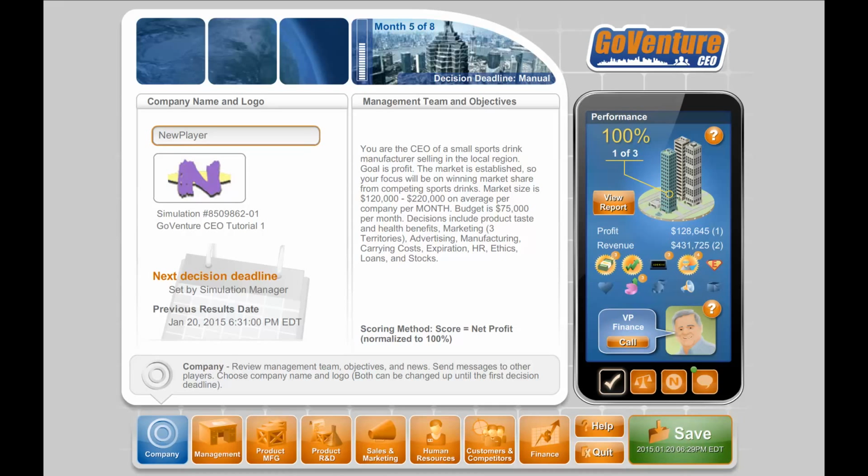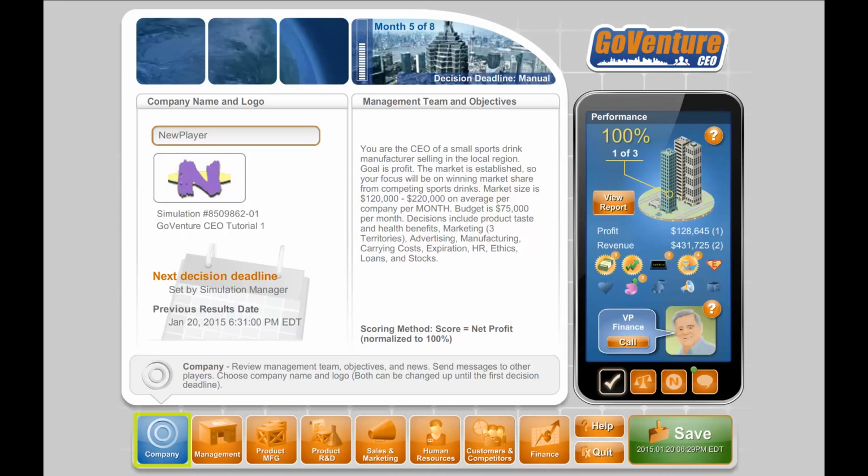This is the business menu. By clicking each button, you can manage the different areas of your business. They are company, management, product manufacturing, product research and development, sales and marketing, human resources, customers and competitors, and finance. Let's review each of these in detail.